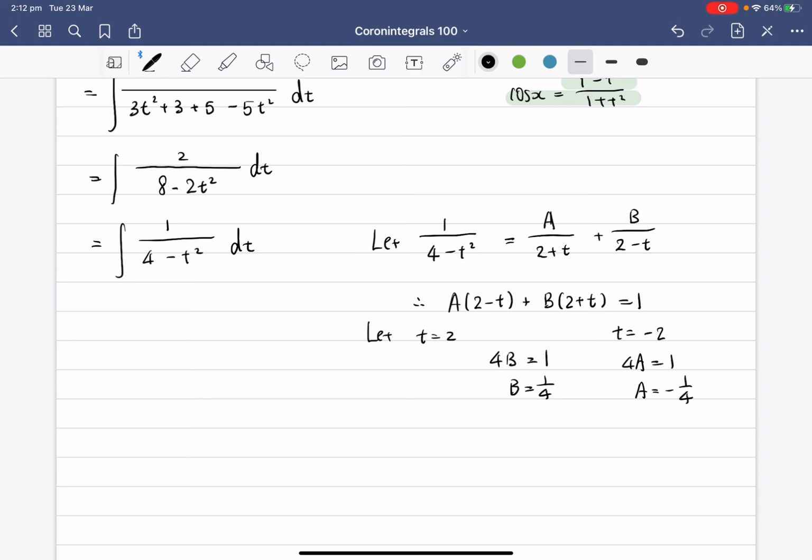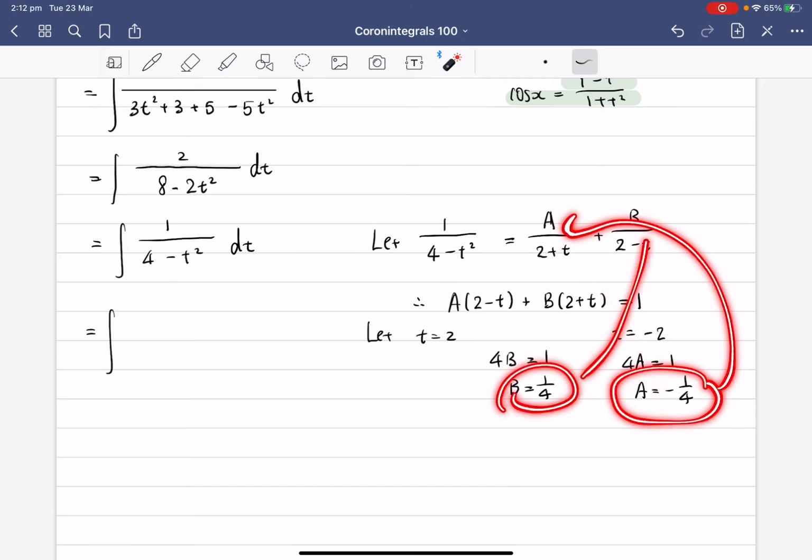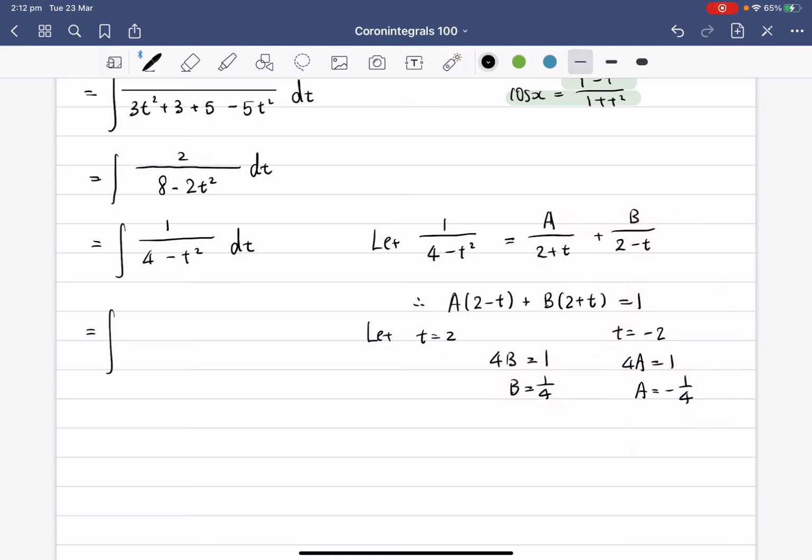So yes, this question requires you to use the t-form substitution, and once you finish that, you still need to use a partial fraction to solve it. All right, now we can continue. We've got a and b, and we can substitute back into here. That gives us a over 2 plus t plus b over 2 minus t dt, with the values of a and b substituted.